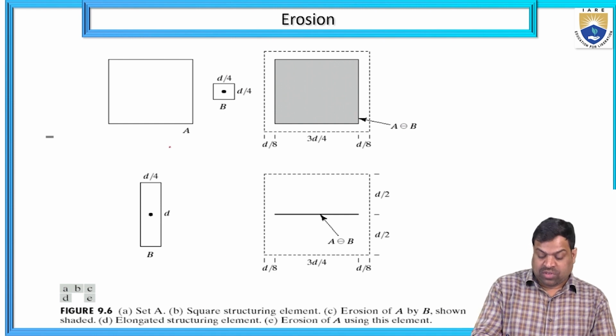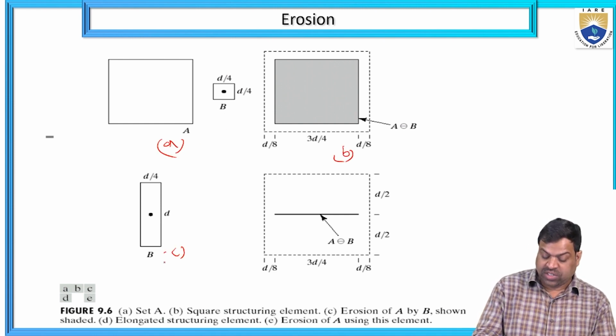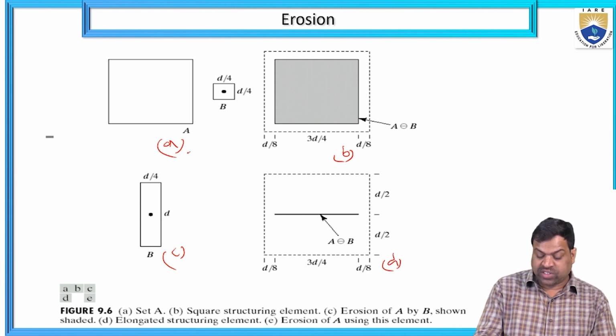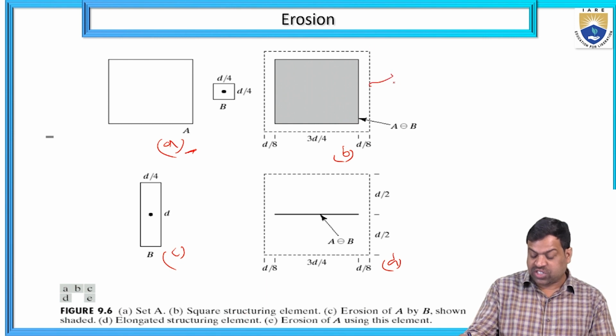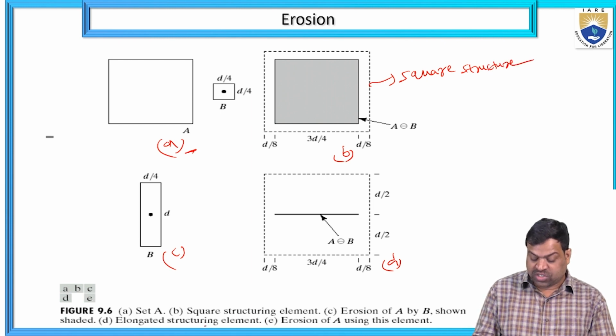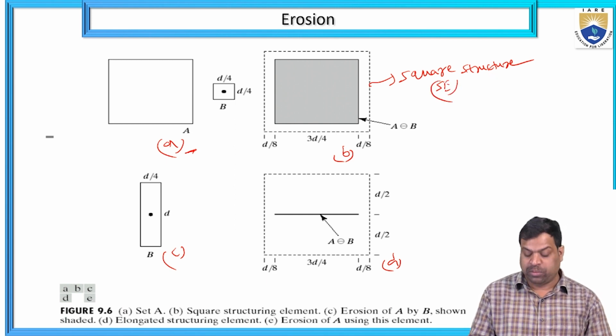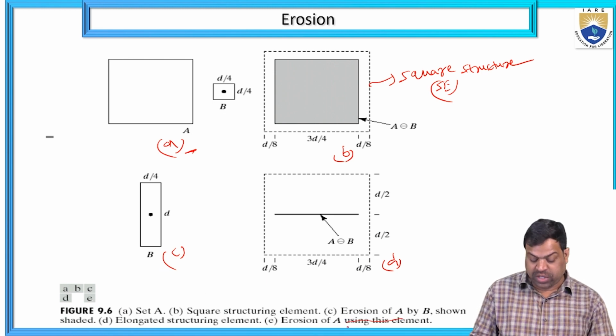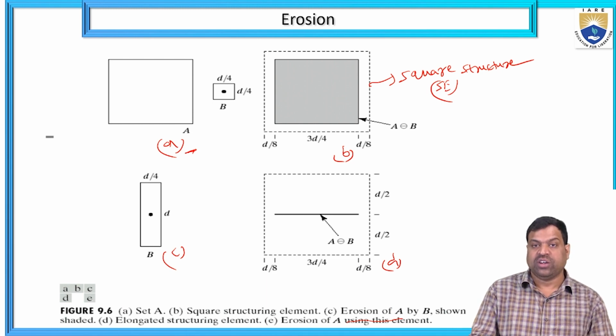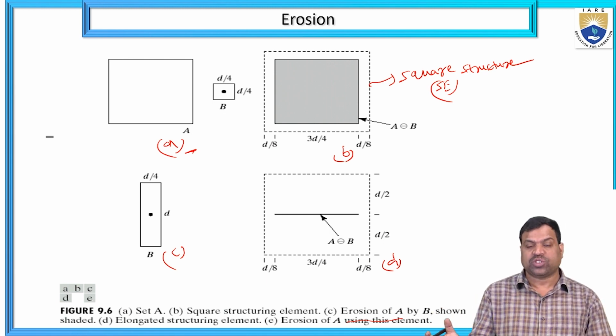So when I'm taking the figures A, B, C and D, figure A is a set A and B is the square structuring element. So figure A and figure B, the square structuring element, and it is the erosion of A and B shown. And it is the elongated structuring element and the erosion of A with B. So A has one element, B also has one element. When I'm going to C, it is the erosion of A by B. Erosion of A by B means the mapping of structuring elements with input images. Those are the erosions.